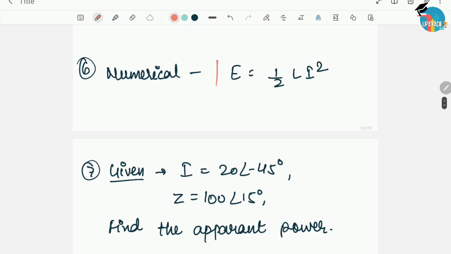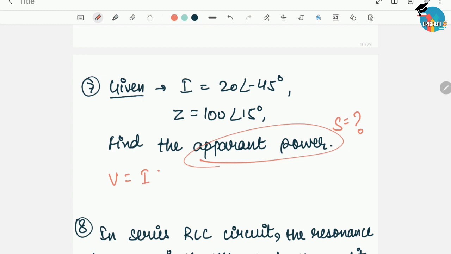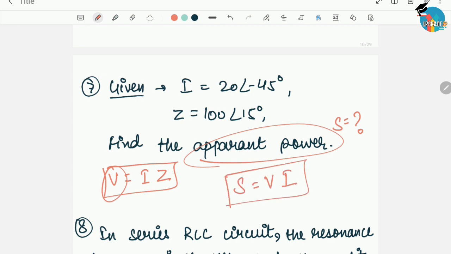Then again a numerical was asked based on E is equals to half Li square. So simple statement, simple formula based question was asked. Next question was given as I is equals to 20 angle minus 45 degree and Z is equals to 100 angle 15 degree. We have to find the apparent power S. So for this, first of all, we will find the value of voltage using the formula V is equals to IZ. After getting the value of voltage using the formula of apparent power, S is equals to V into I. So using these formula, we will easily find out the value of apparent power.